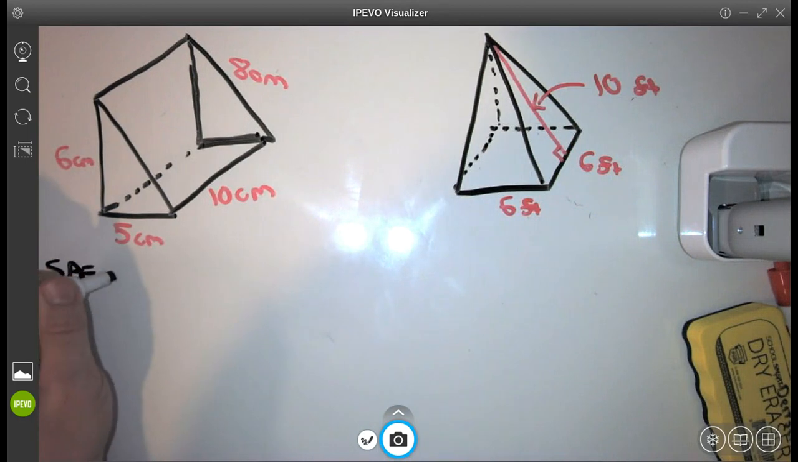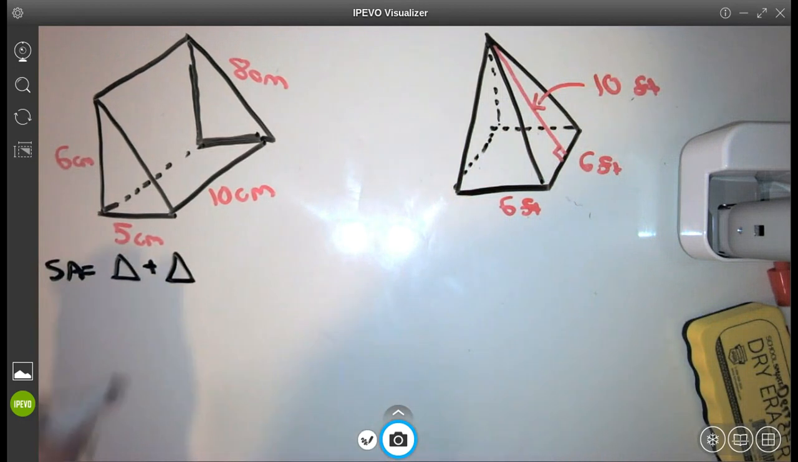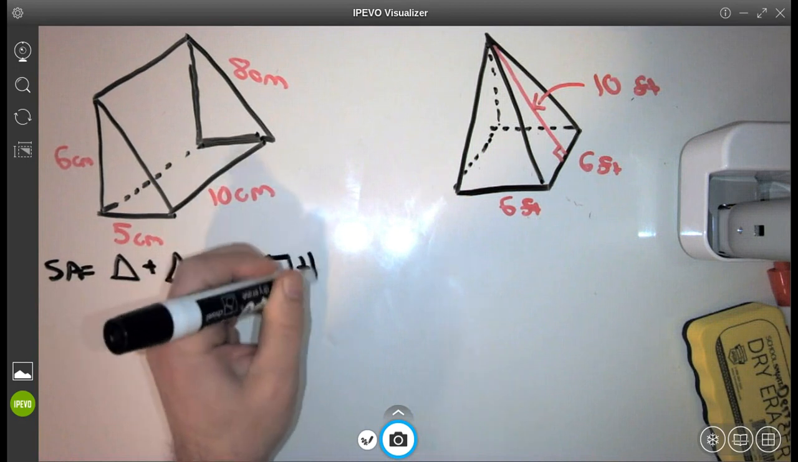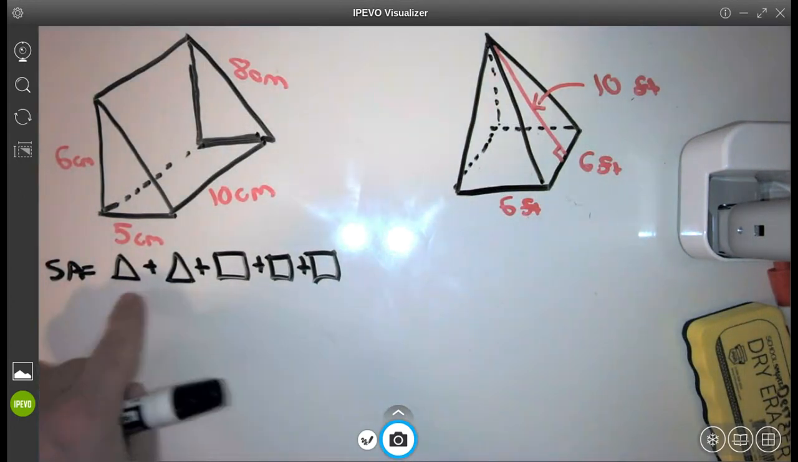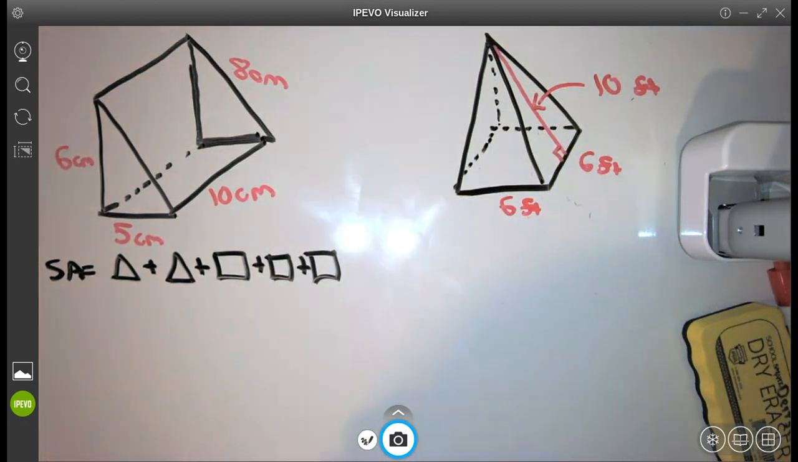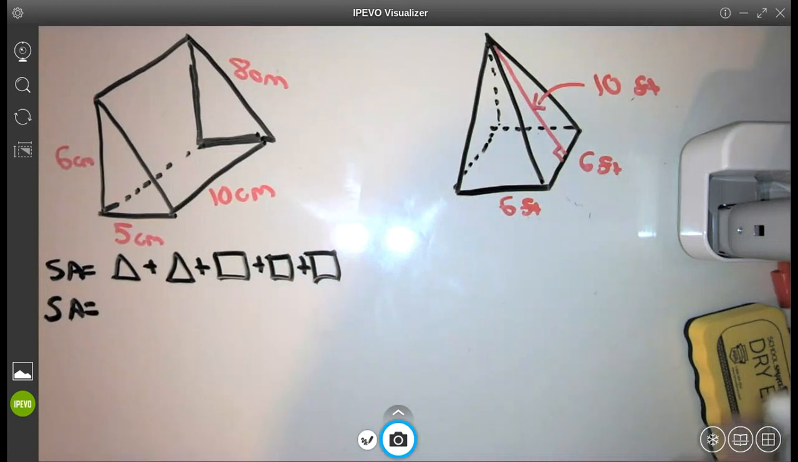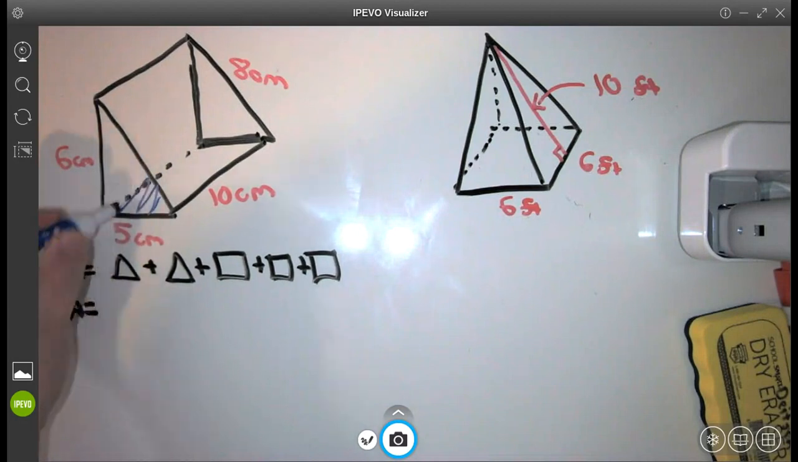So we have one, two triangles plus one, two, three rectangles. So I know I need to find the area of two triangles and three rectangles. The first thing I'm going to do is find the area of the front triangle. So this triangle right here.